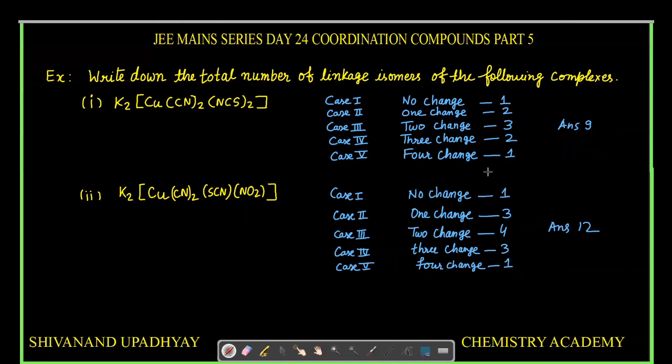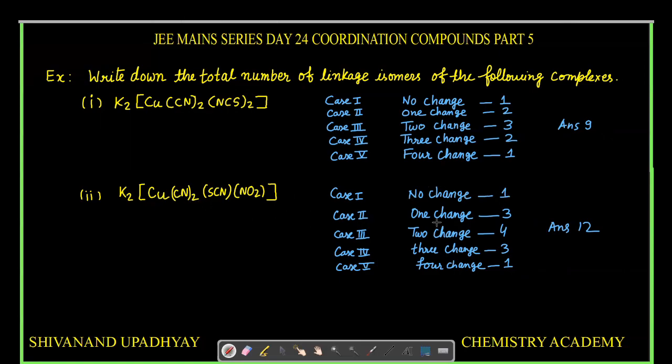Or there may be a possibility where all the ligands are exchanged, right? In place of CN, NC twice and this SCN twice. So there is only one possibility. So if I add these all, 1 plus 2 is 3, 3 plus 3 is 6, 6 plus 3 will be 9. So the total number of linkage isomers that is possible is 9. Same way we can find in this complex, all these three are ambidentate ligands. So first there is no change, so only this one compound will be there.